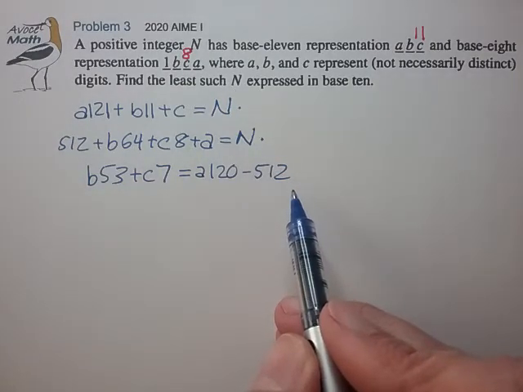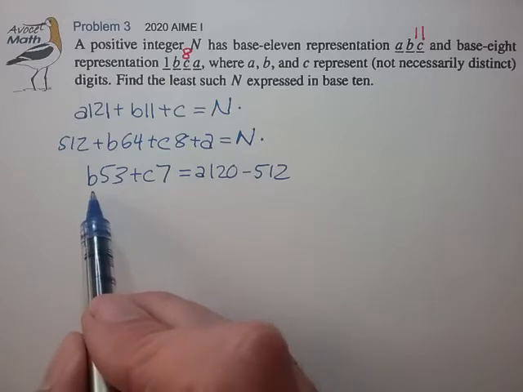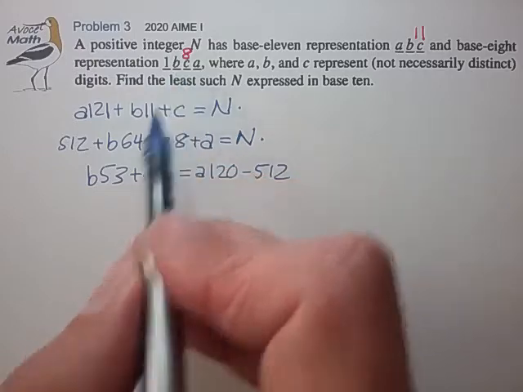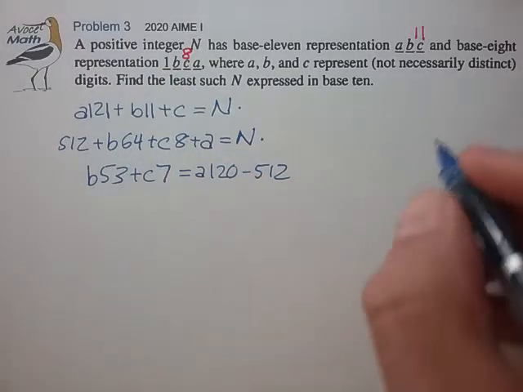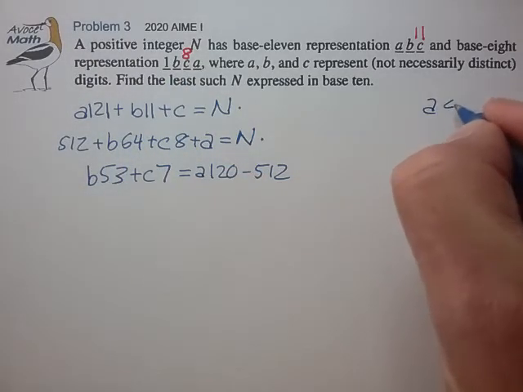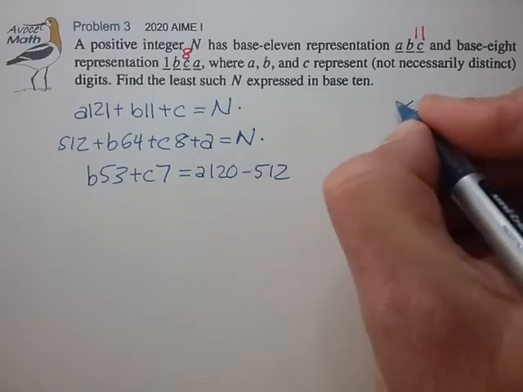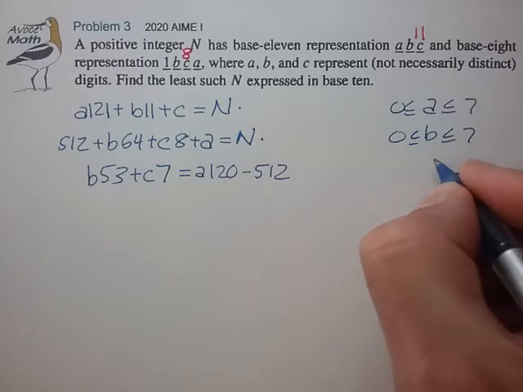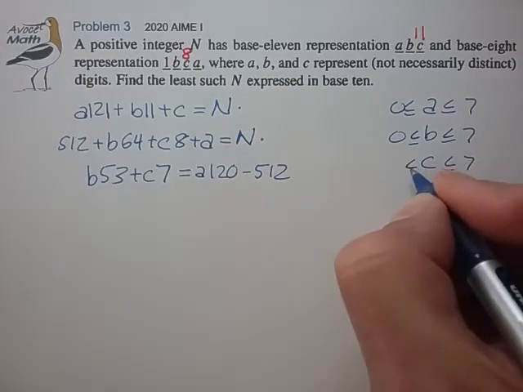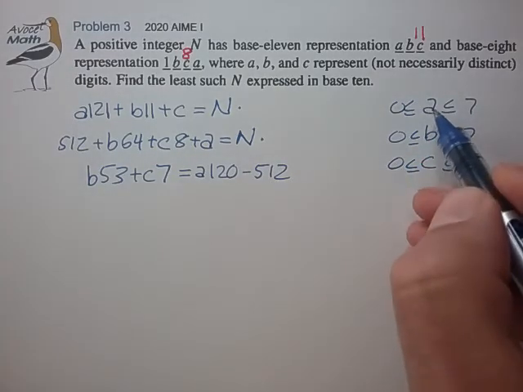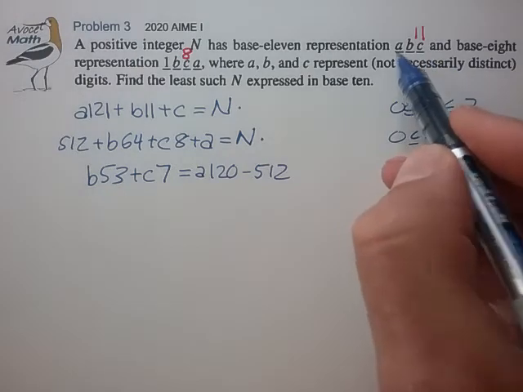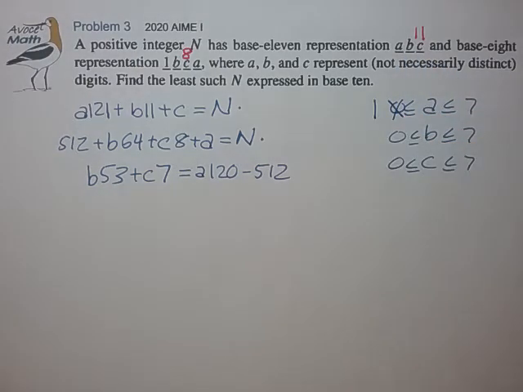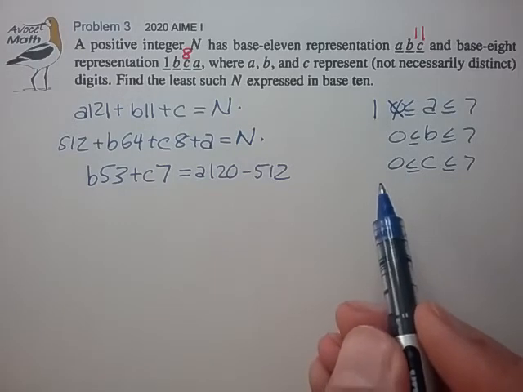And we also have that these variables are digits in a base 8 number. So there's quite a few restrictions on these variables. They all have to fall within the range of 0 to 7. And in fact, A shows up as a leading digit, so it can't even be 0. It has to be at least 1. Okay, so that makes things quite a bit simpler.